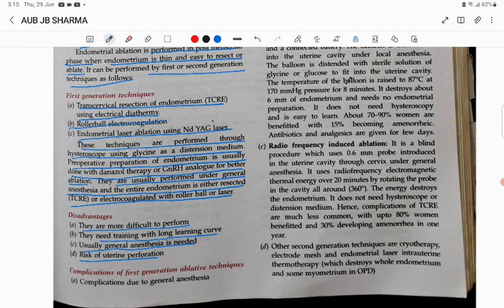First generation technique: transcervical resection of the endometrium using electrical diathermy, roller ball electrocoagulation, and endometrial laser ablation. This technique is performed through a hysteroscope using glycine as distension media. Preoperative preparation with a GnRH analog or danazol makes the endometrium thin. It is performed under general anesthesia, and the endometrium is resected or coagulated by roller ball or Nd:YAG laser. They are more difficult to perform.